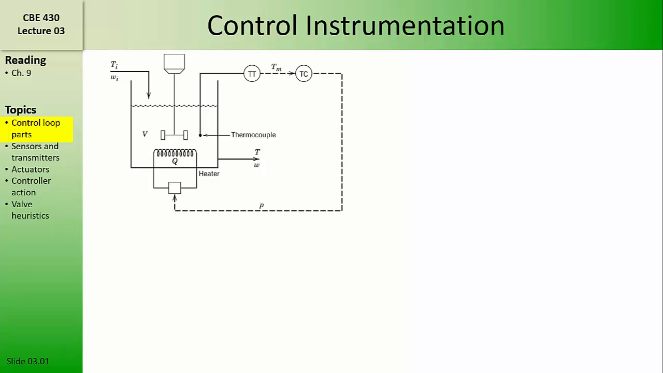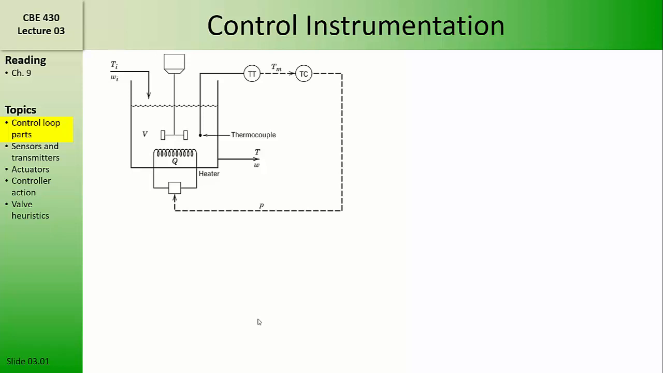We're going to focus on modeling the behavior of the instrumentation and components in control loops. And it's appropriate to introduce this material along with the material in Chapters 1 and 2, because Chapters 1 and 2 are also about modeling the dynamic behavior of processes.